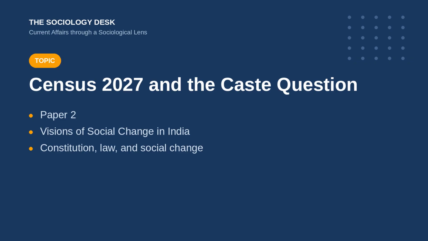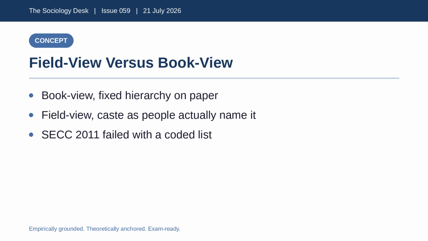This falls under Paper 2, Visions of Social Change in India, specifically Constitution, Law, and Social Change. Do not let anyone tell you this is only a current affairs topic. This is one of the richest theory questions available to you this year. Here is the concept that unlocks this entire topic.